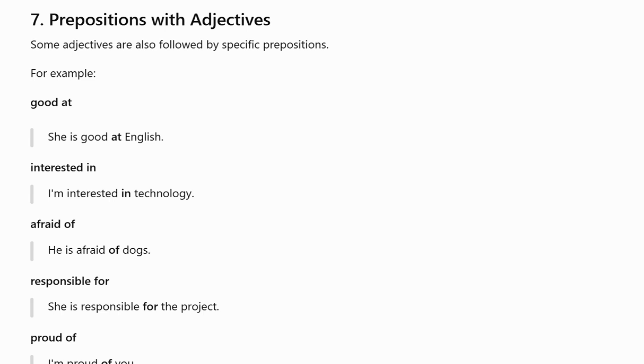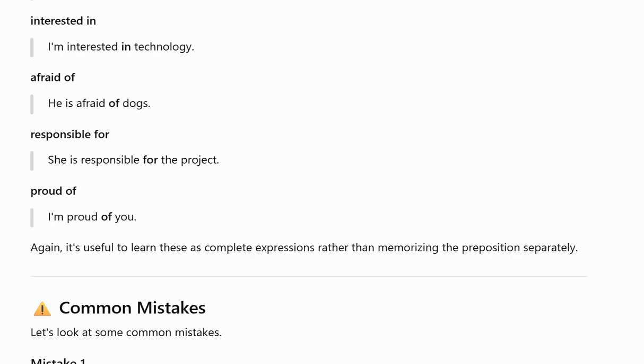Prepositions with adjectives. Some adjectives are also followed by specific prepositions. For example, good at. She is good at English. Interested in. I am interested in technology. Afraid of. He is afraid of dogs. Responsible for. She is responsible for the project. Proud of. I'm proud of you. Again, it's useful to learn these complete expressions rather than memorizing the prepositions separately.